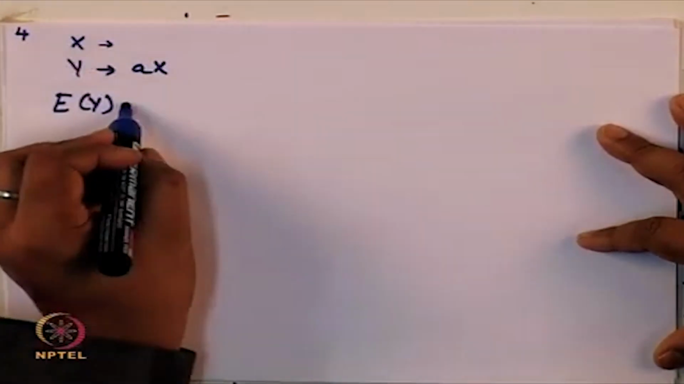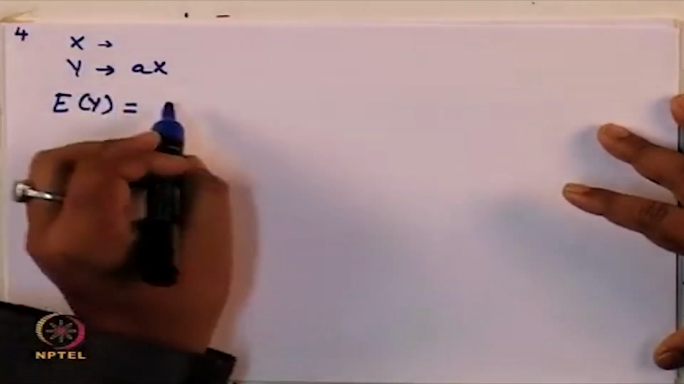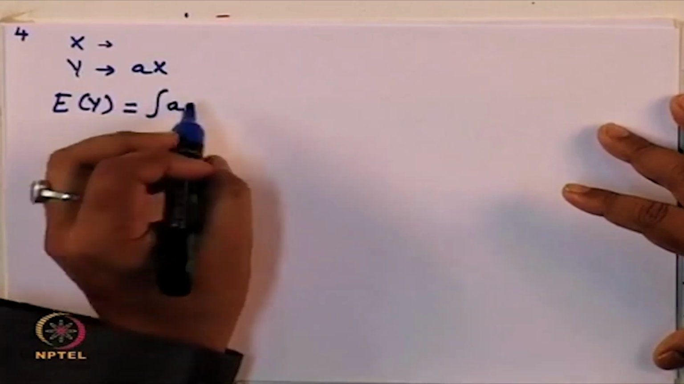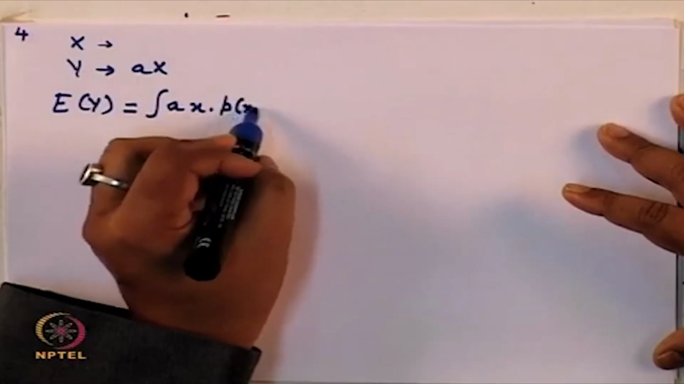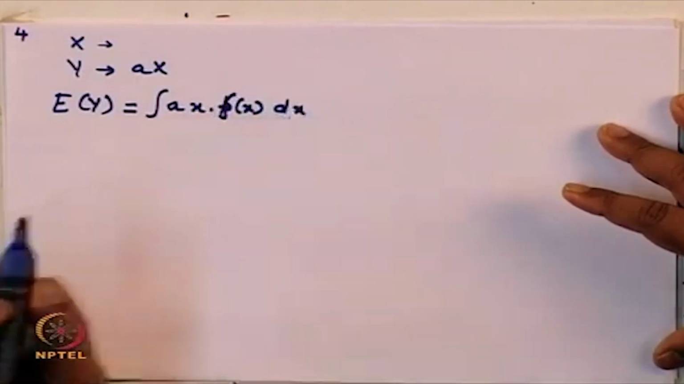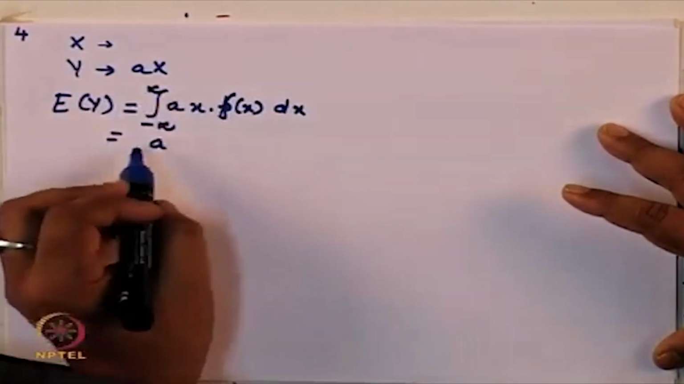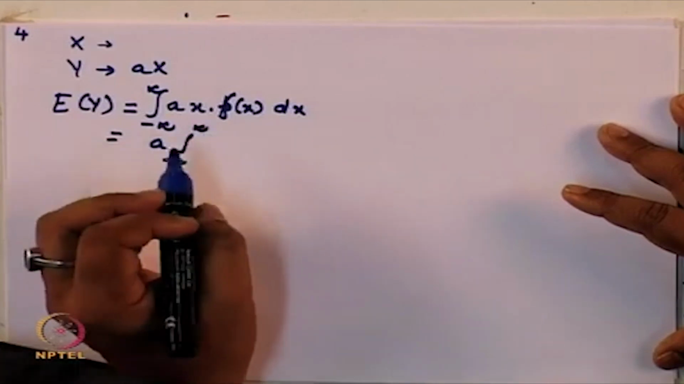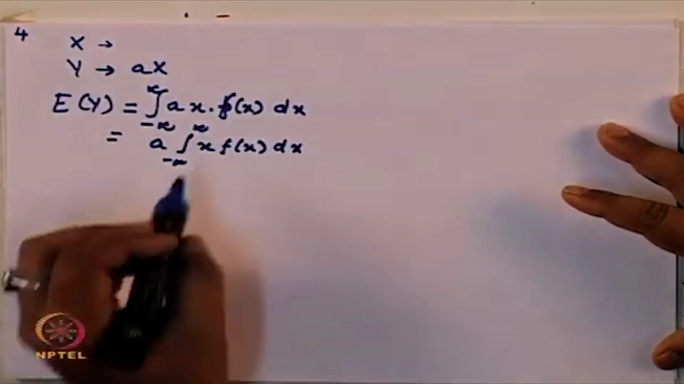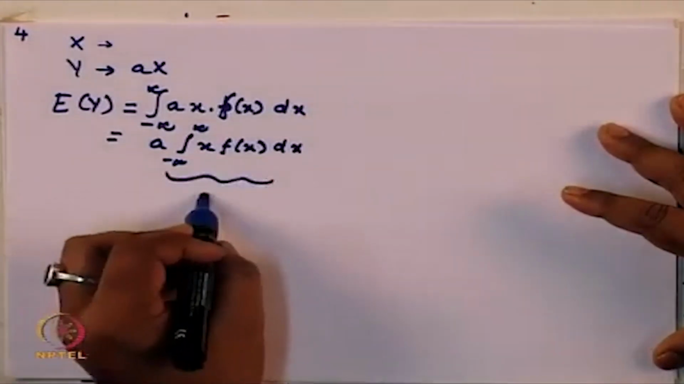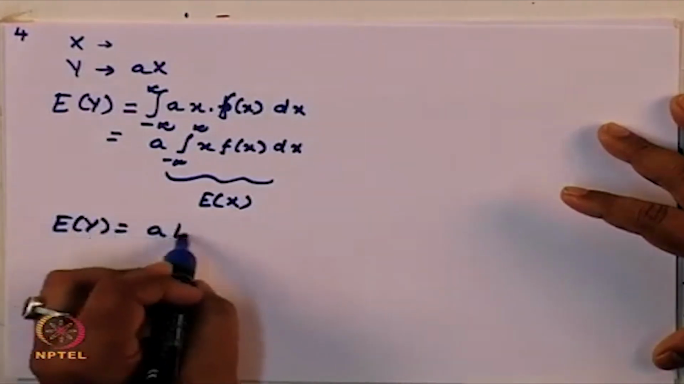So, I can write E of y, if this was a continuous variable, as simply the integral of a x into p of x, f of x dx. I can take the a out, so I can write a times the integral from minus infinity to infinity of x f of x dx. Now, what is this? This is nothing but expectation of x. So, I will have E of y is a E of x.